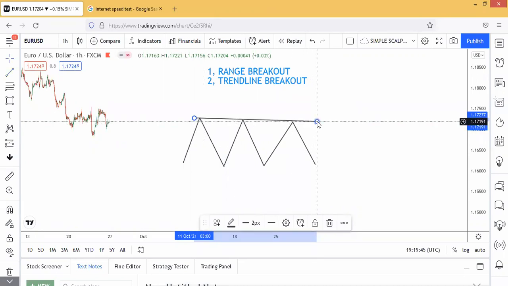So this is where we stop right here. Okay, now for the bottom line, you connect this also together. All right, so this is how a range market looks like.